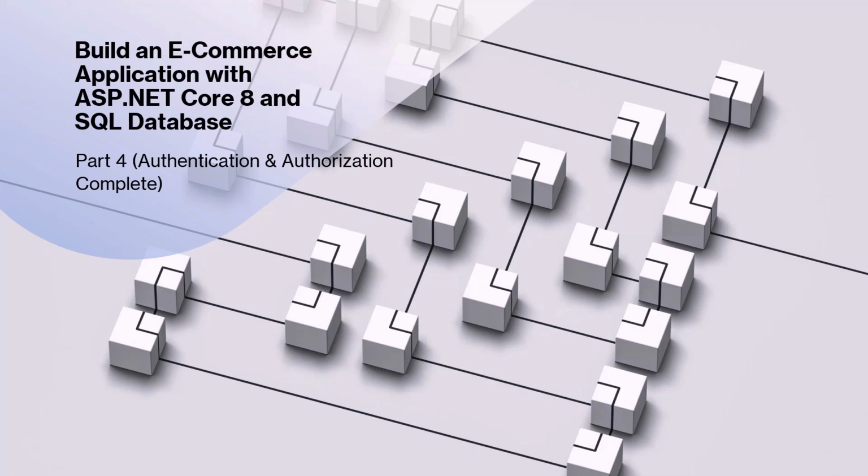So today I want to build upon the e-commerce application with ASP.NET Core 8 and SQL database, which we left at part 3, which was showing authentication and authorization. However, the authentication part was complete in that video, so we are going to complete the authorization part as well. By the end of this part 4, an authenticated or logged in user will only see their own specific data as part of the authorization.